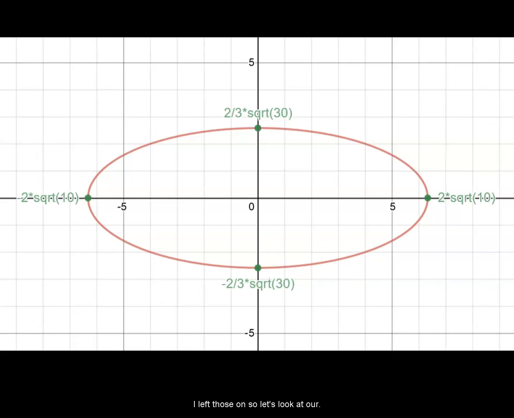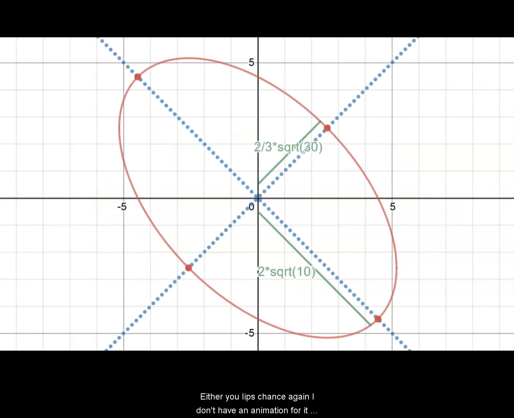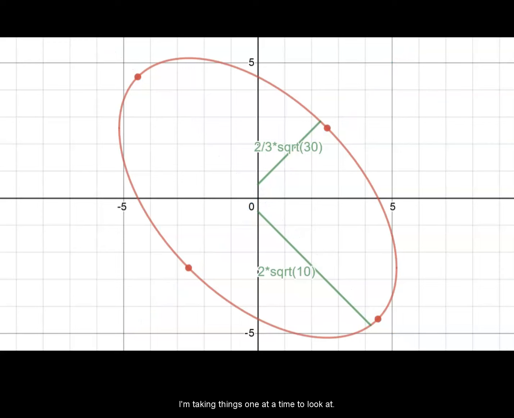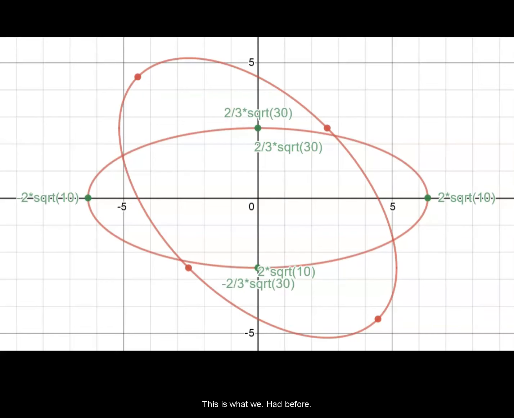Let's look at our other ellipse. Again, I don't have an animation for it, but we can just take a look at what it looks like. If I take some things off one at a time, this is the translated form. This is what we had before, and then it's very easy to see how it has been rotated.